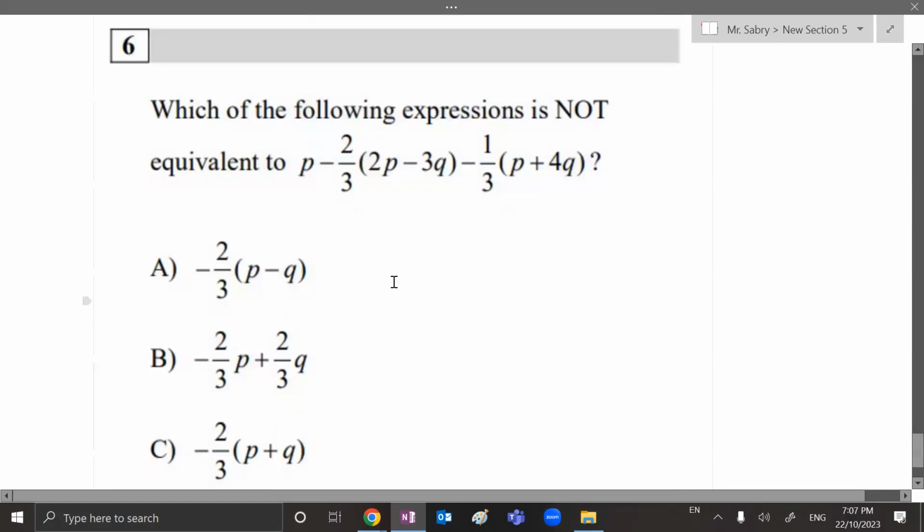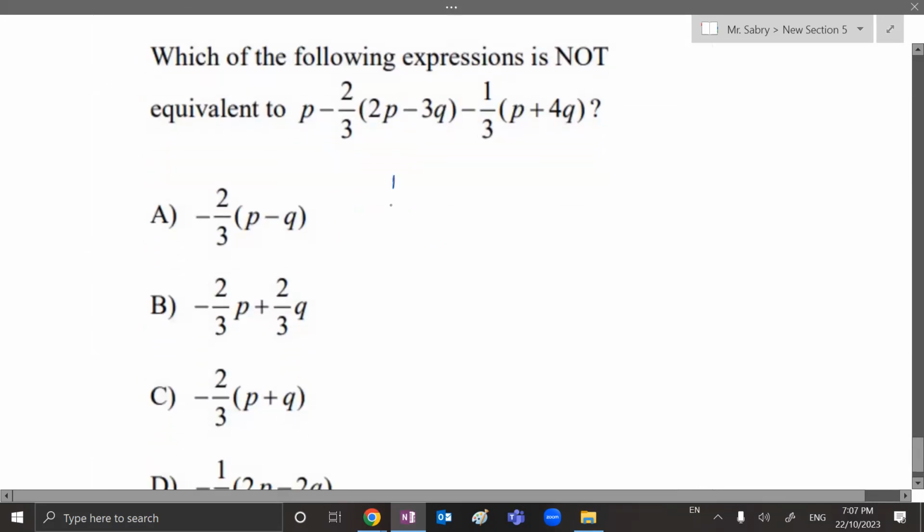If we work finally on 6, again, we're looking for something that's not equivalent. The P will remain, but the negative 2 over 3 will be distributed. That's negative 2 over 3 times 2P, that's negative 4 over 3 P. Negative 2 over 3 times negative 3, that's positive 2Q, and then negative 1 over 3 times P, negative 1 over 3 P. Negative 1 over 3 times 4, that's negative 4 over 3 Q. Add like terms together. 1 minus 4 over 3 minus 1 over 3. That's negative 2 over 3 P.